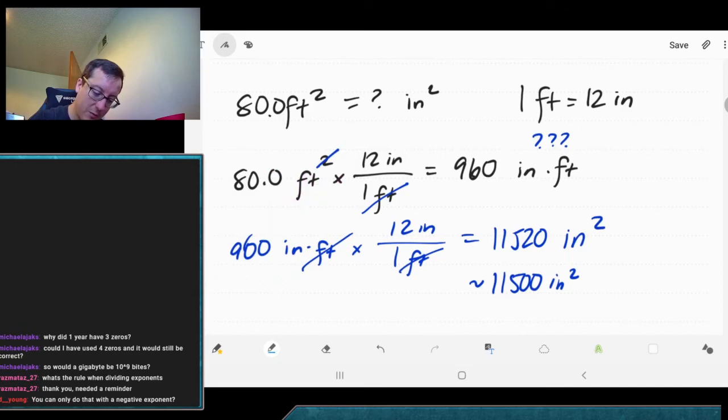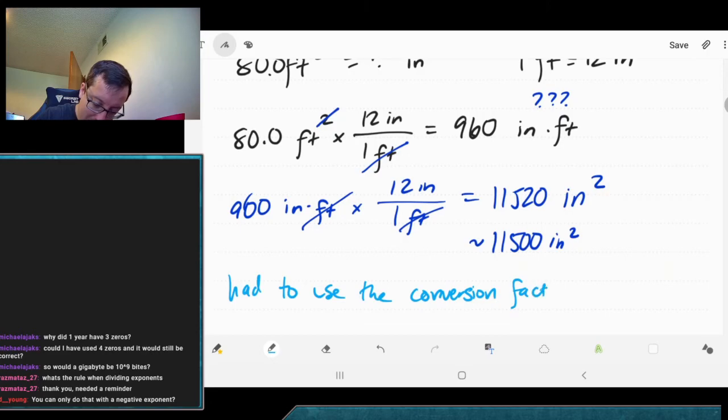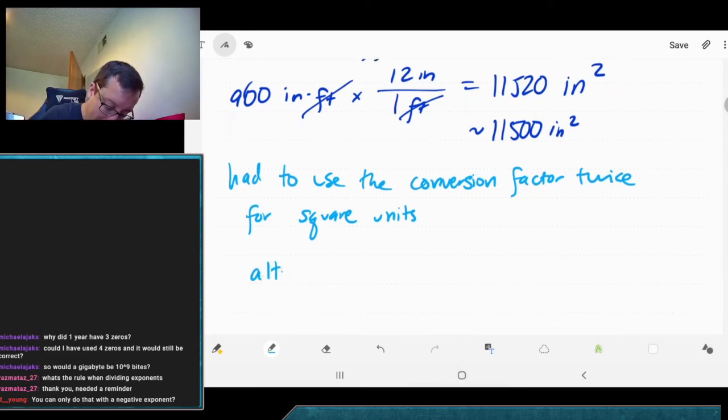Notice we had to do it twice. Had to use the conversion factor twice for square units. And guess what? For cubic units, you'd need it 3 times to cancel everything out.